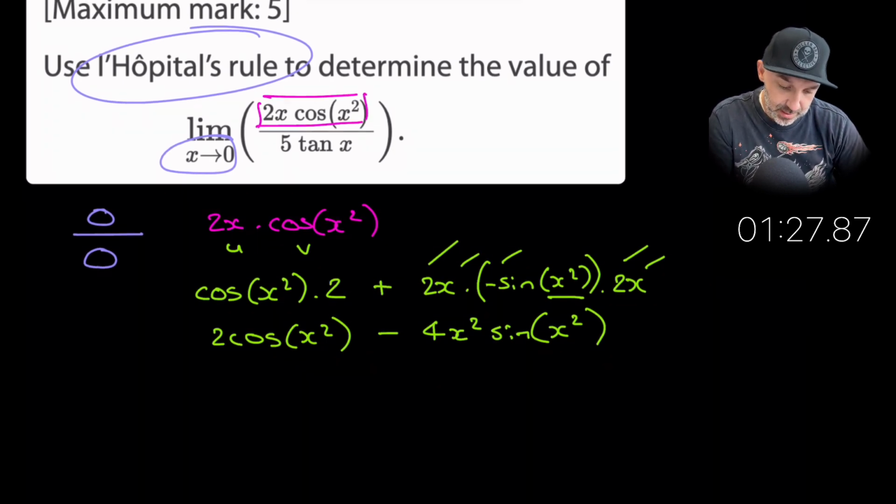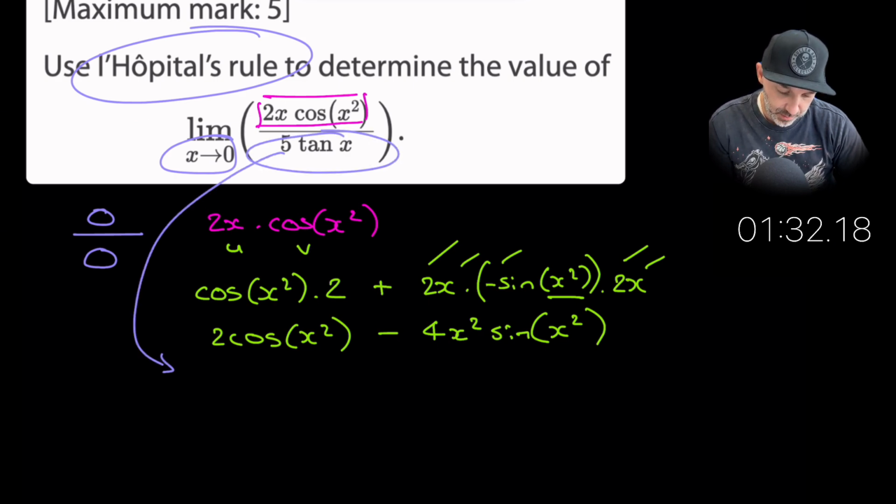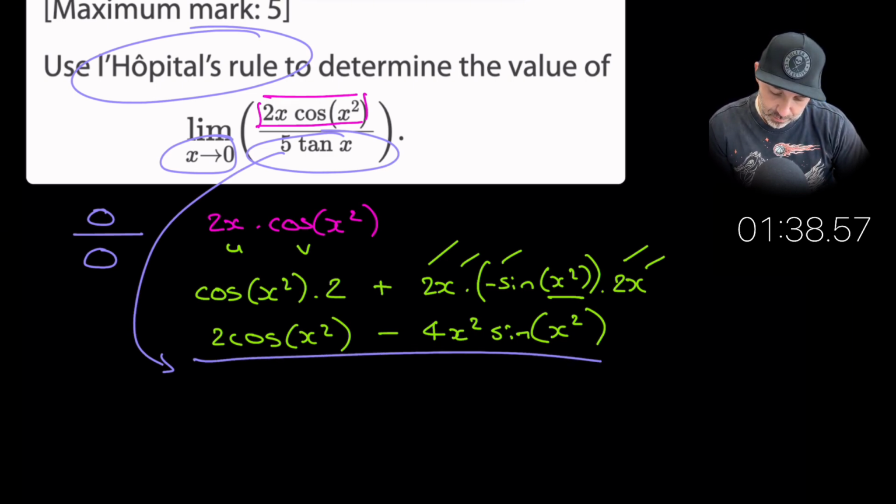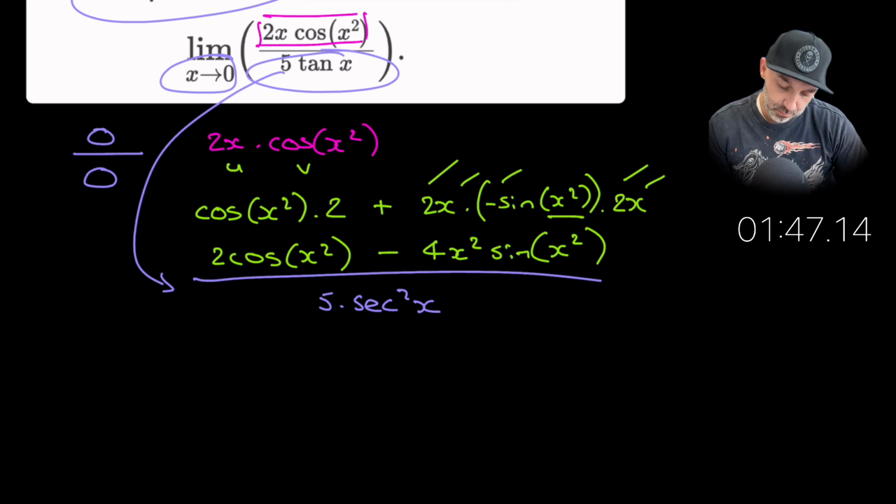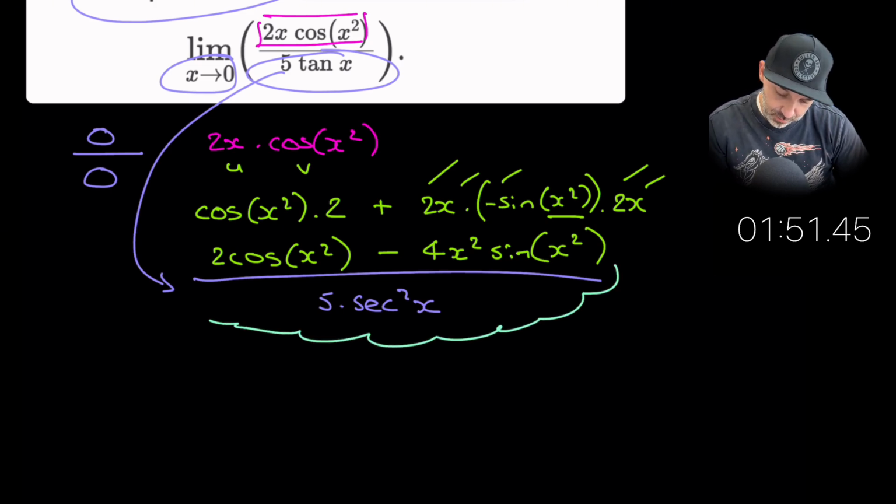I'll do this in this sort of purple color here. So we've got now 5 tan. So the derivative of tan is sec squared. So we have 5 times sec squared x. Right, I don't think I need to differentiate anything again. I'll just draw a cloud around my result here.